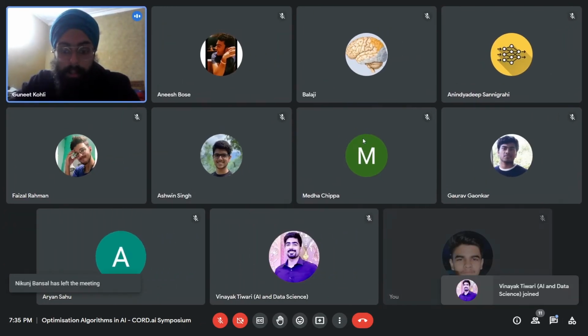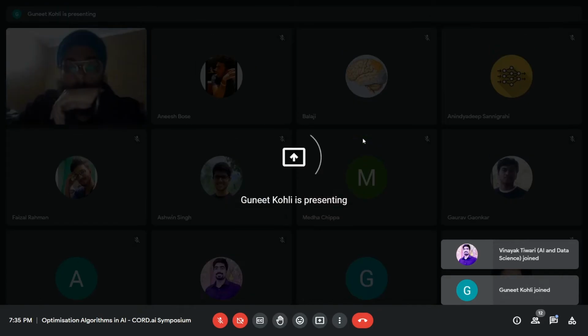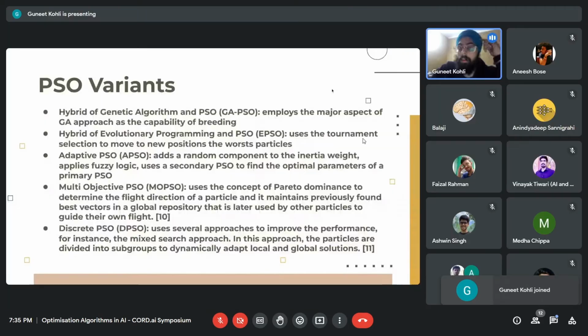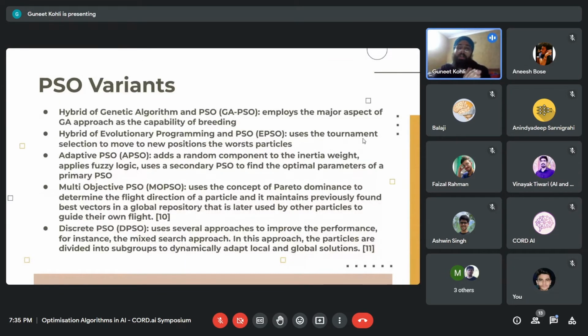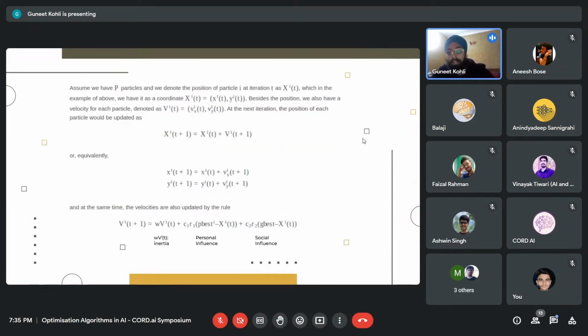Now I'll go back to my slide. This slide shows the variants in the market. There are a lot of variations of PSO. It's very important to remember that PSO has a very simple implementation. You saw the formula; just to revise, this is the formula we are using. Simple formula, a one-liner. That's it.